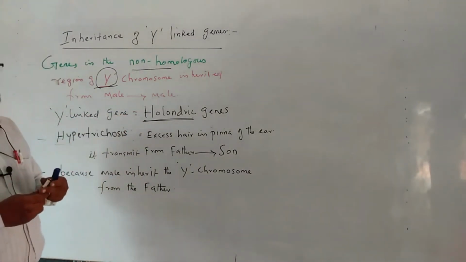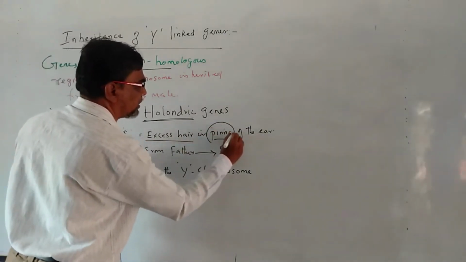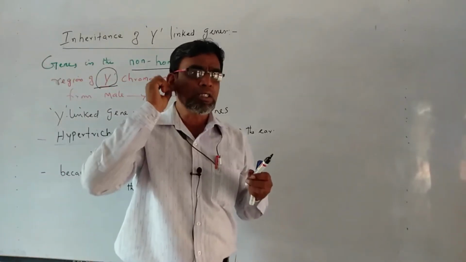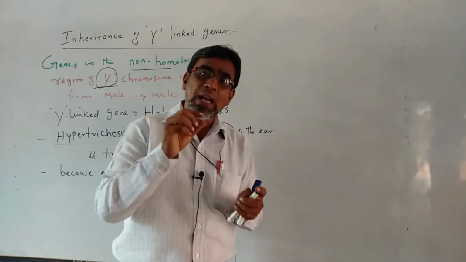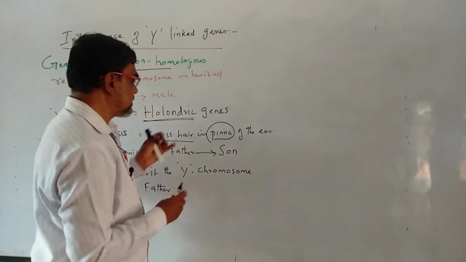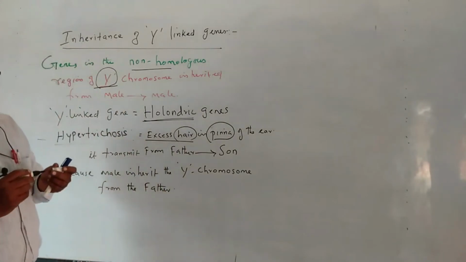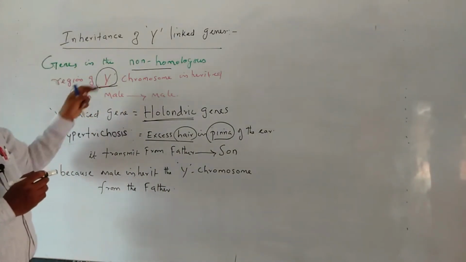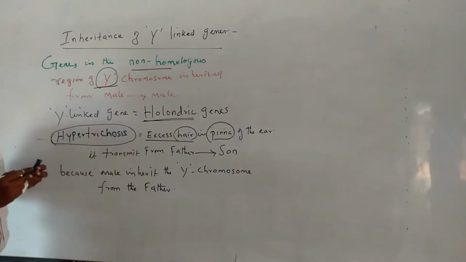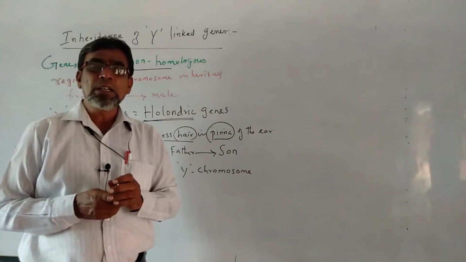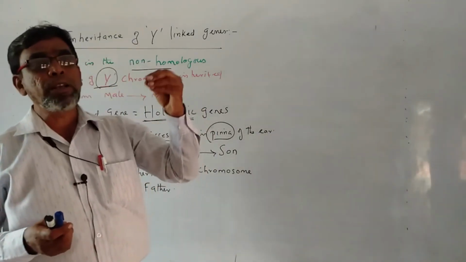Now what happens? Some genes produce excess hair in the pinna. You know what the pinna is? This is the pinna region of the ear. This pinna region sometimes has excess hair. See this? Because of a gene present in the Y chromosome, this condition is called hypertrichosis. Two more questions they will ask. What is hypertrichosis? Hypertrichosis is nothing but the excessive hair present in the pinna of the ear.